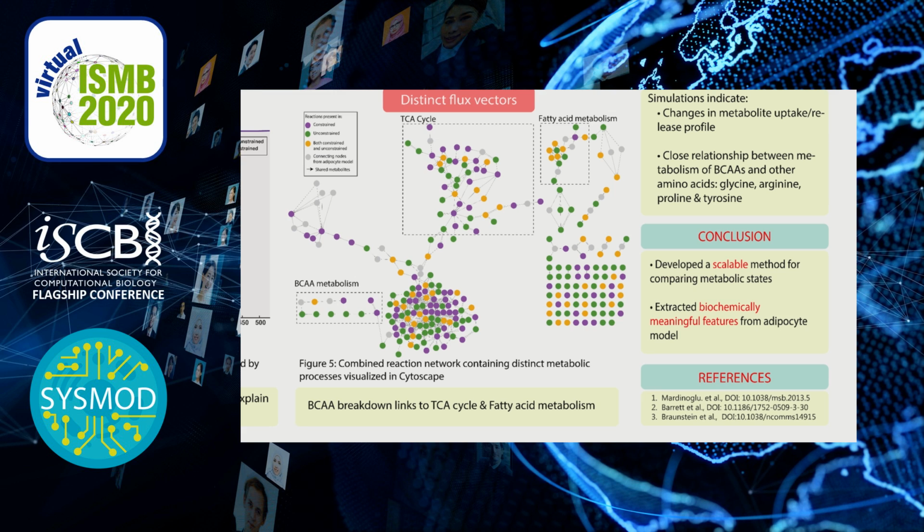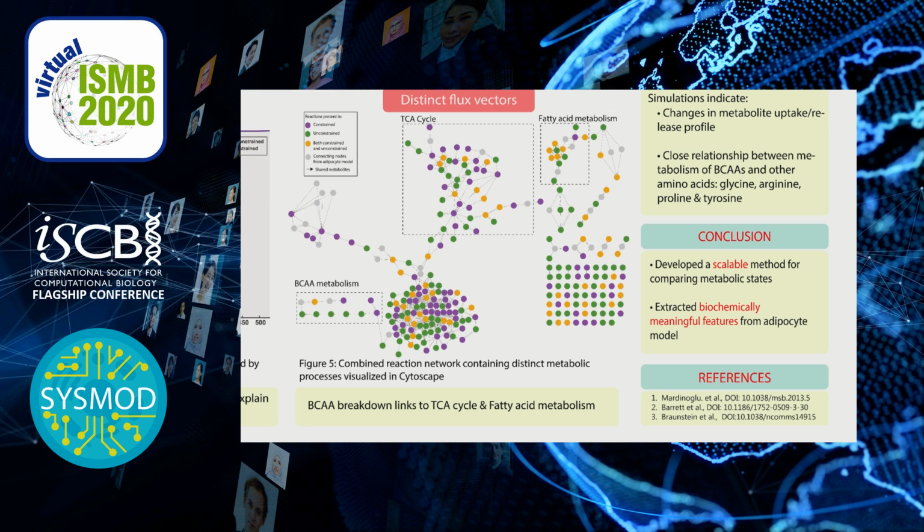A closer look at the biological processes involved revealed several interesting aspects. The branched-chain amino acid catabolic pathway was only active when these metabolites were available, shown by the green nodes here. Furthermore, connections between branched-chain amino acid metabolism, TCA cycle, and fatty acid metabolism were also found.